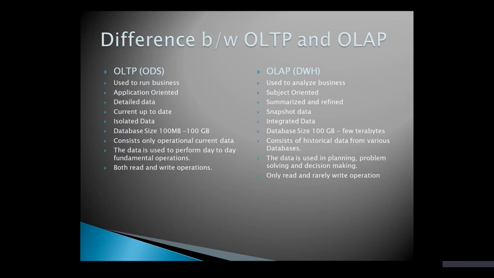OLTP is application oriented and OLAP is subject oriented. OLTP has detailed data. OLAP has summarized and refined data. OLTP is current up to date and OLAP is a snapshot, a particular instance of time data. OLTP has isolated data and OLAP has integrated data. OLTP database size is 100 MB to 100 GB and OLAP database size is 100 GB to a few terabytes. In OLTP we have both read and write operations, and in OLAP we only have the write permissions.